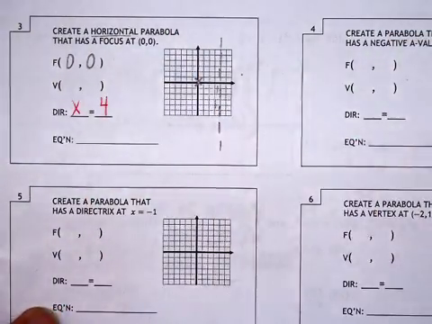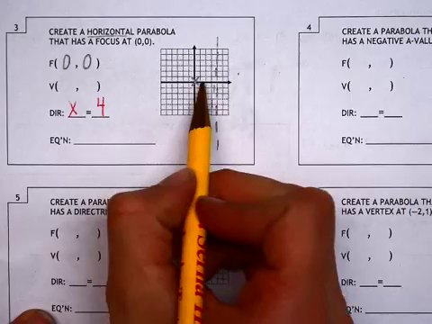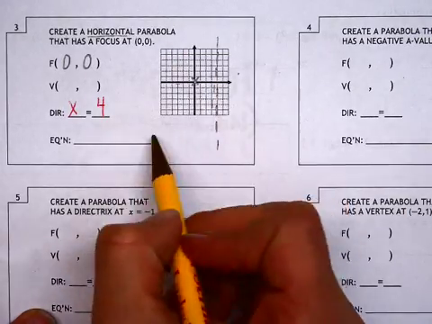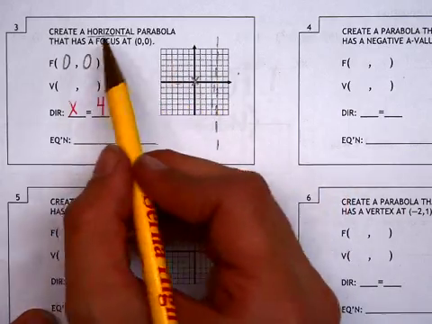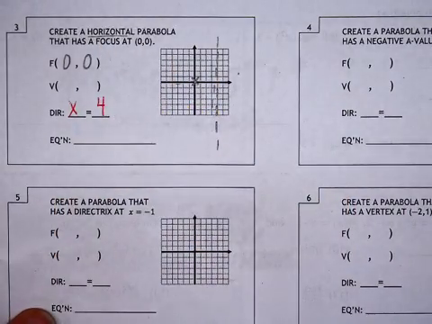we now know we have some information to work with. We can tell because of the way this is lined up that this parabola must be facing towards the left, so it would wrap around the focus. And since it told us it was horizontal, that seems to make sense.